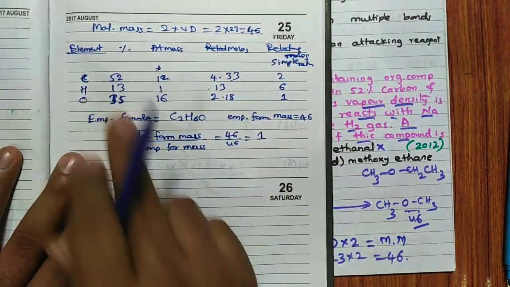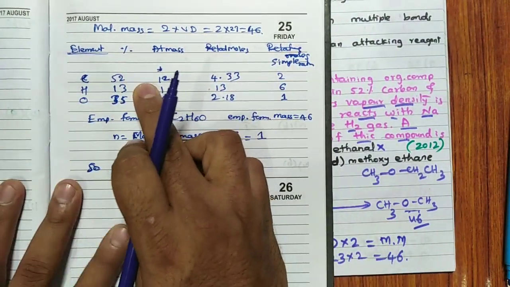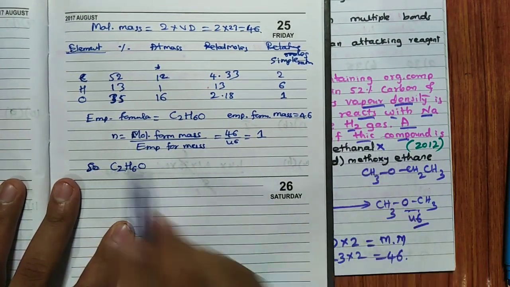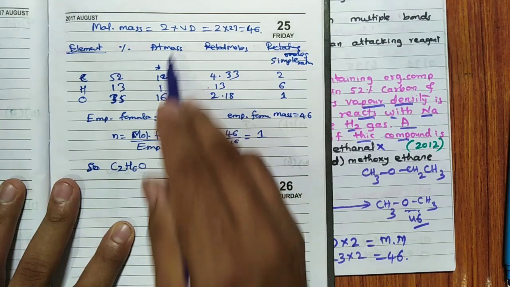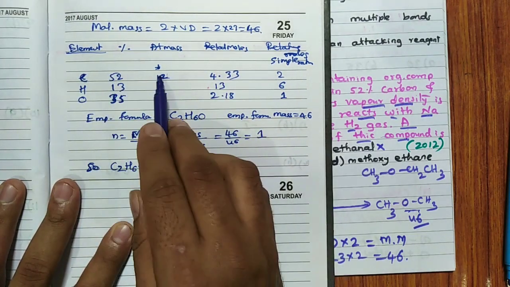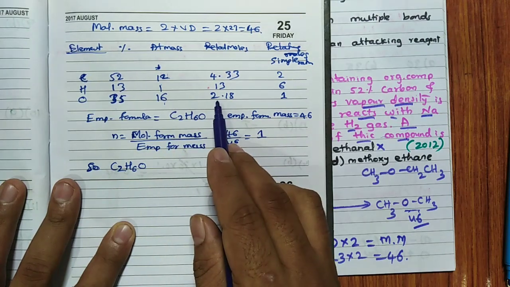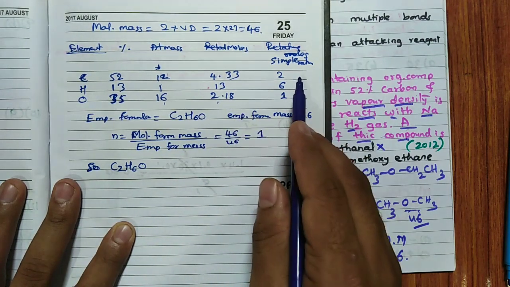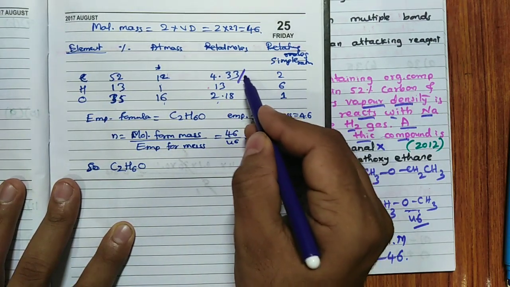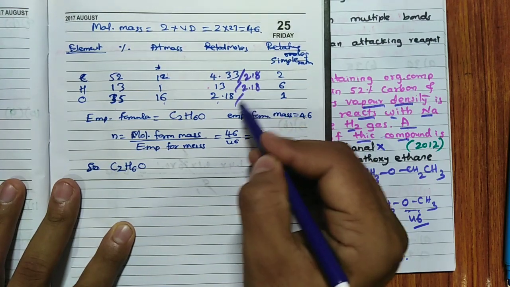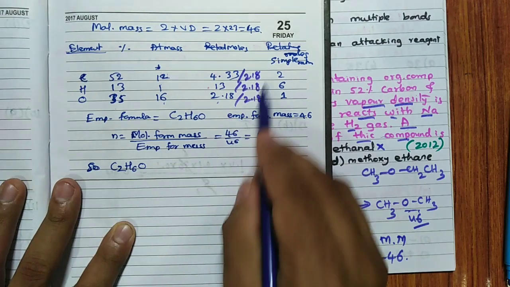So write in this form, C H O: 52, 13. Then the difference is 35, so you will write oxygen. It is not given here, oxygen. Then the atomic masses are 12, 1 and 16. You calculate moles: 52 by 12 is 4.33, 13 by 1 is 13, 35 by 16 is 2.18. Then for the relative mole ratio, divide each by 2.18, because the lowest is 2.18.